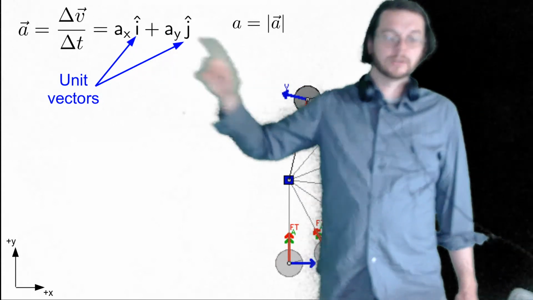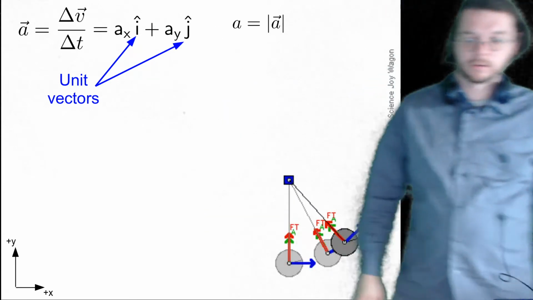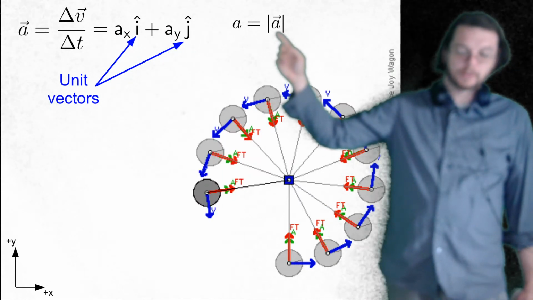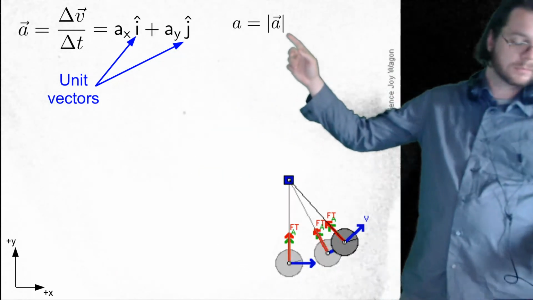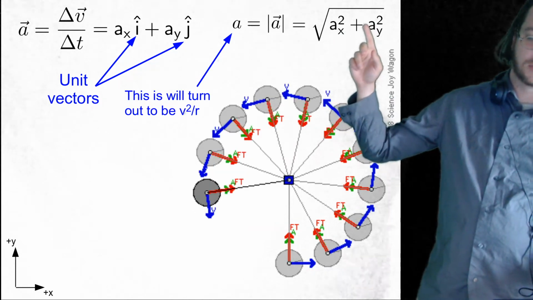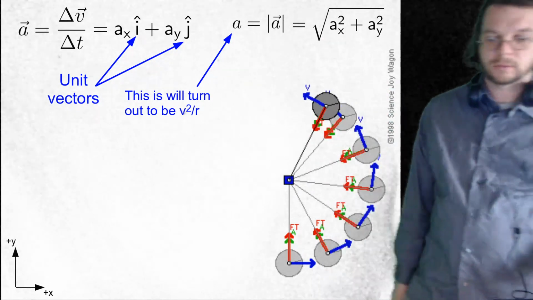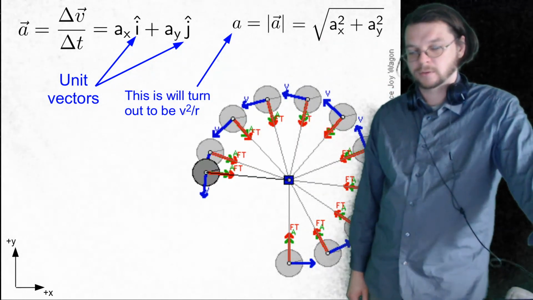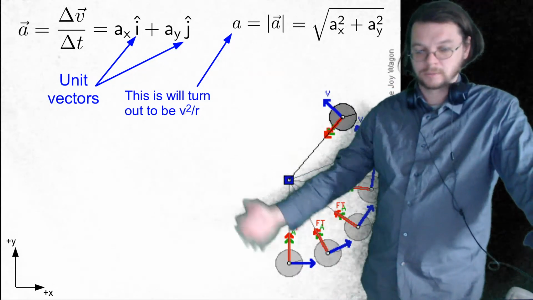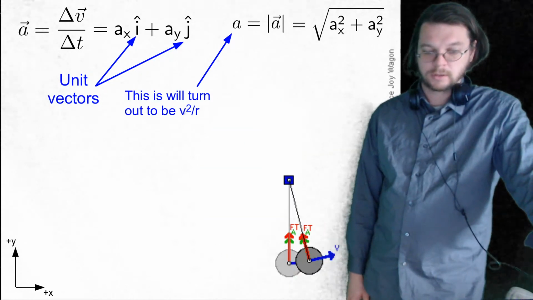You can't add these two things together because you can't add an x direction thing to a y direction thing. And if you take the magnitude of this acceleration vector, like so, you can just use the Pythagorean theorem to do something like this. At the end of the day, this is the thing that's going to turn out to be v squared over r. It's the magnitude of that acceleration vector that's going to be v squared over r, just so you know where this thing is heading, because it's going to get a little bit abstract the next slide or two.